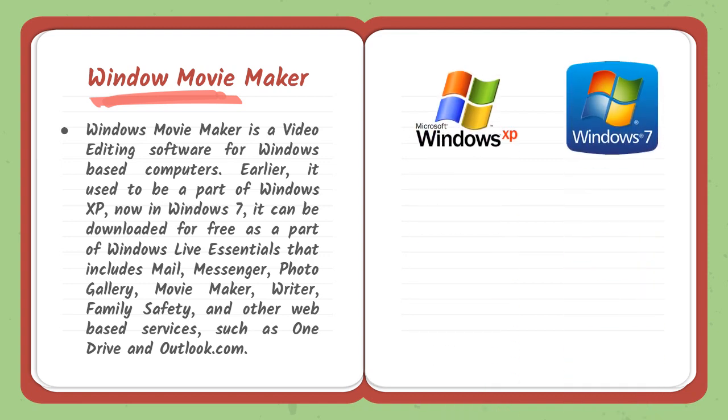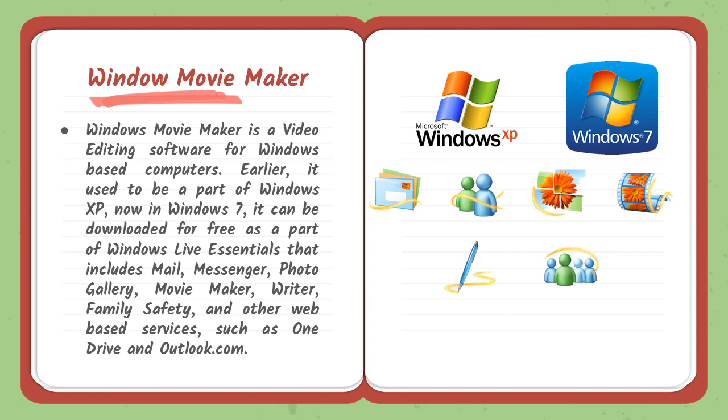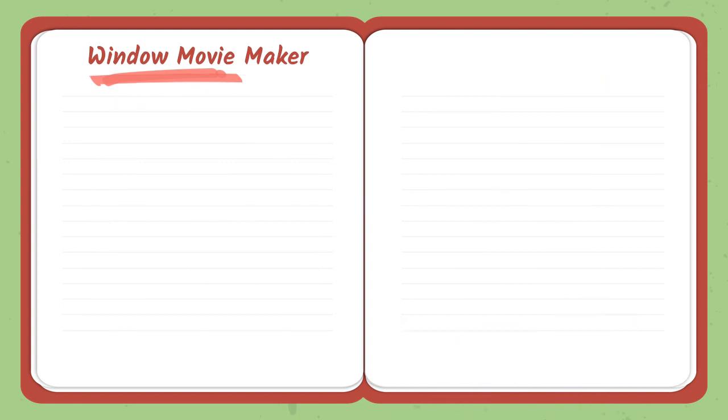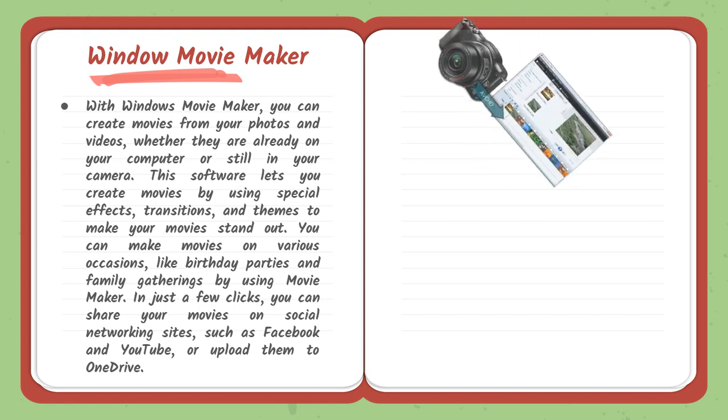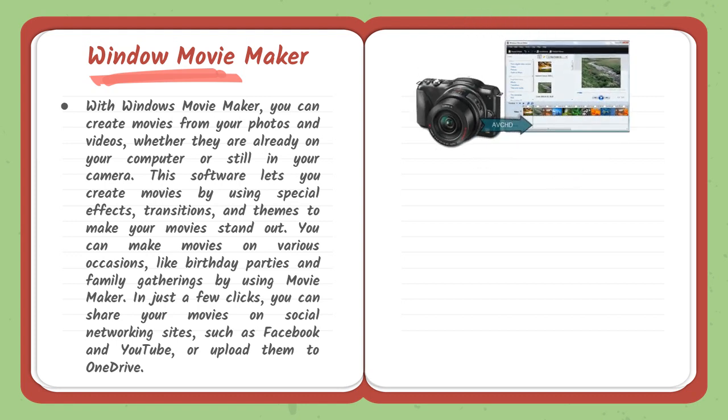Now in Windows 7, it can be downloaded for free as a part of Windows Live Essentials that includes Mail, Messenger, Photo Gallery, Movie Maker, Writer, Family Safety and other web-based services such as OneDrive and Outlook.com. With Windows Movie Maker, you can create movies from your photos and videos, whether they are already on your computer or still in your camera.